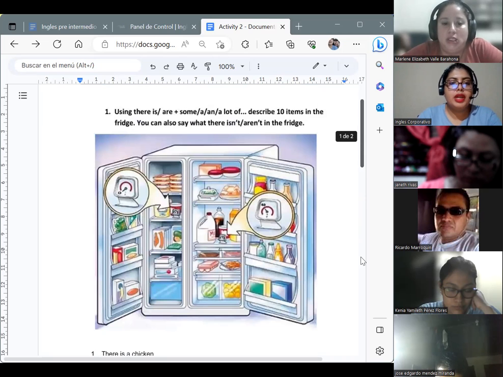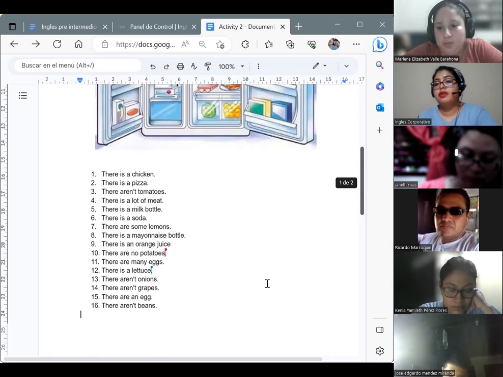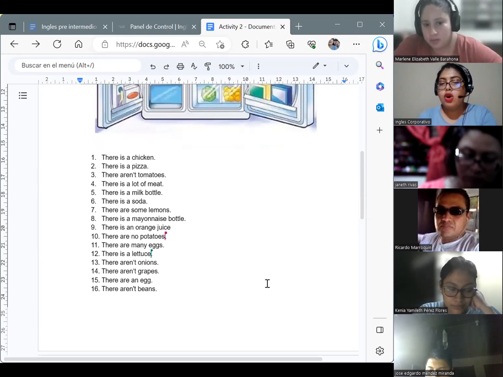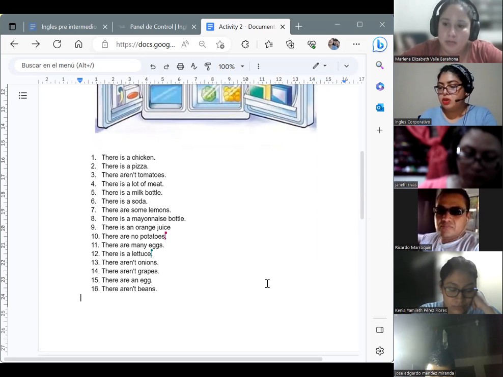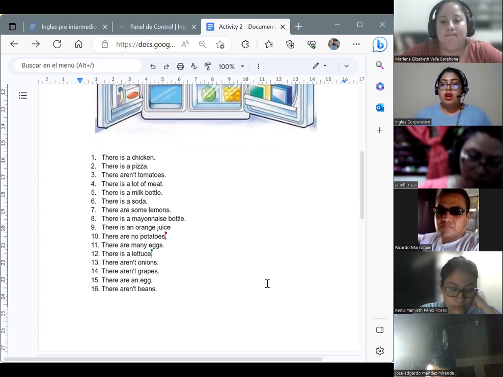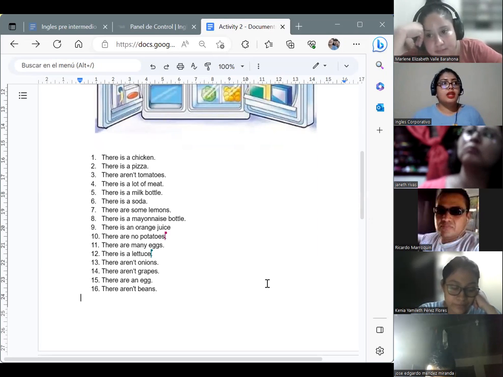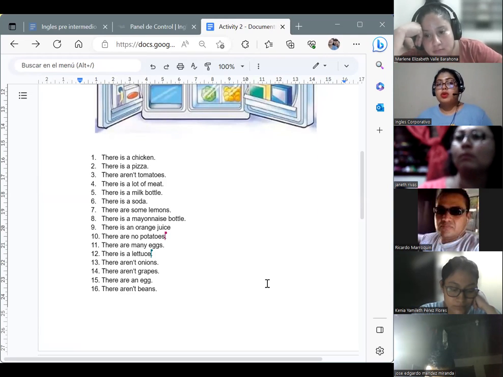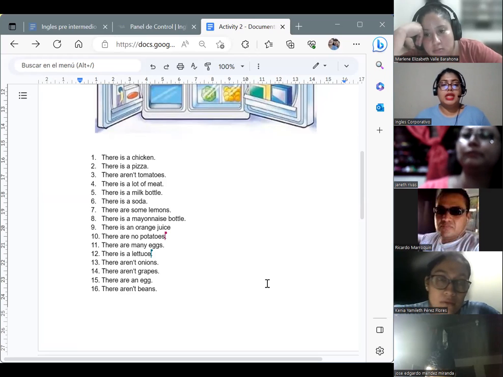Okay, we have some statements here related to the things that we can see on the fridge. So in this case, you need to be very careful with the use of there is and there are, because you know that there is for singular nouns and there are is for plural nouns. Sabemos que el uso del there is cuando estamos hablando de una sola cosa. Entonces, cuando estamos utilizando plurales, no vamos a utilizar there is, vamos a utilizar there are. Cuando utilicemos singulares, pues obviamente ponemos el there is.